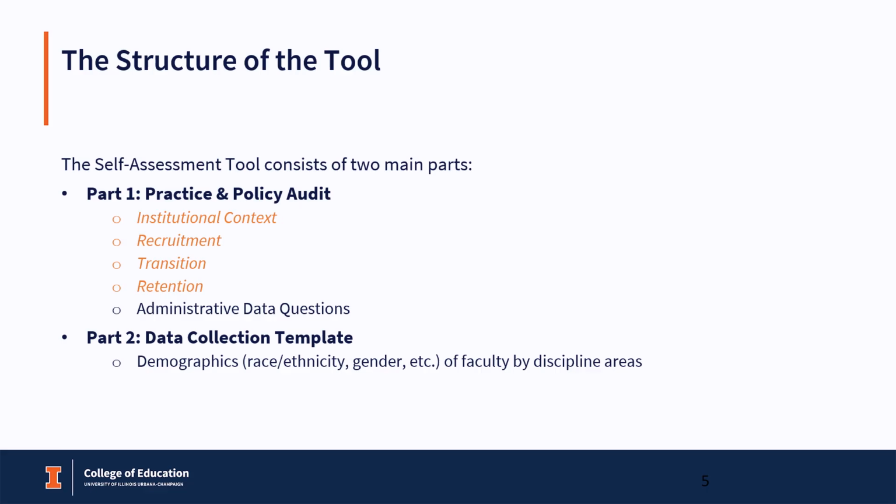In the second part, data collection template, there is a sheet to assess the representative diversity at each institution. This allows the institution to audit its diversity based on both the structural and cultural aspects of faculty diversity.